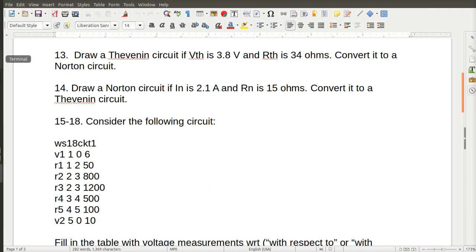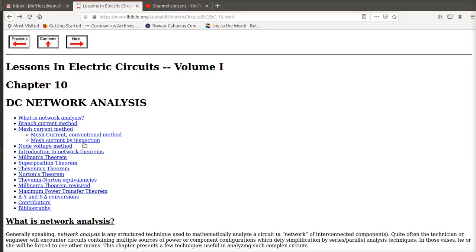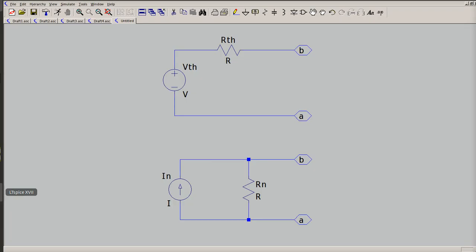So if I go to the source, you can read about Thevenin and Norton here, and a Thevenin circuit and a Norton circuit have a very definite appearance. Okay, so my Thevenin circuit is a voltage source in series with a resistor going out into a larger circuit attached to A and B here.